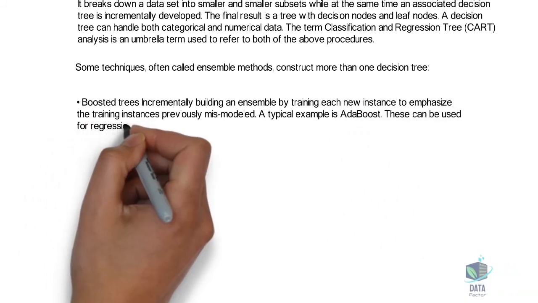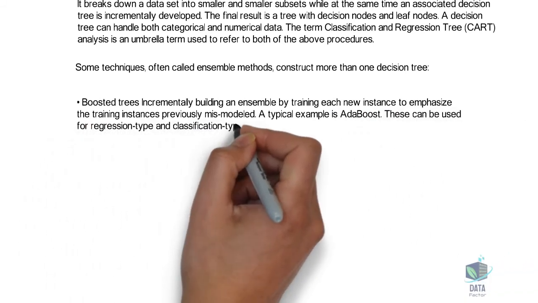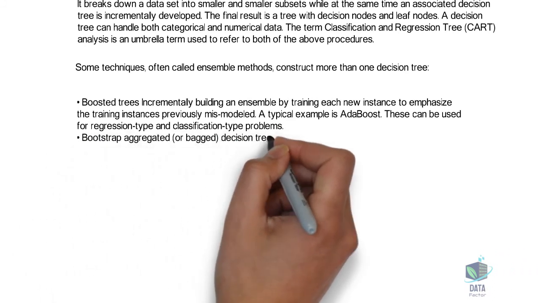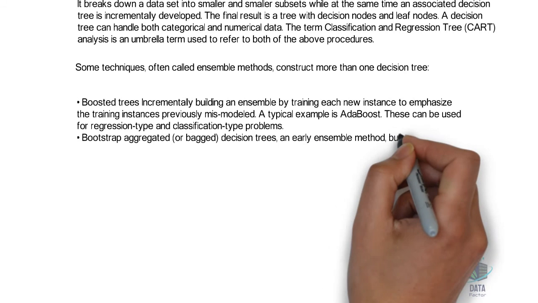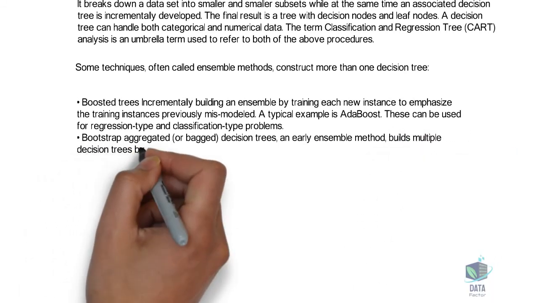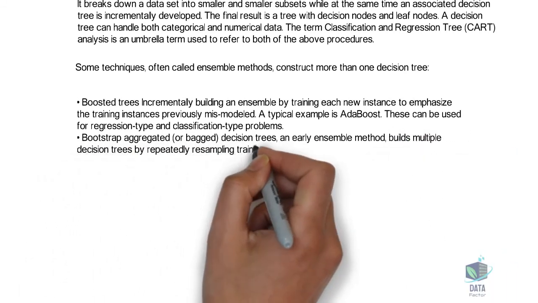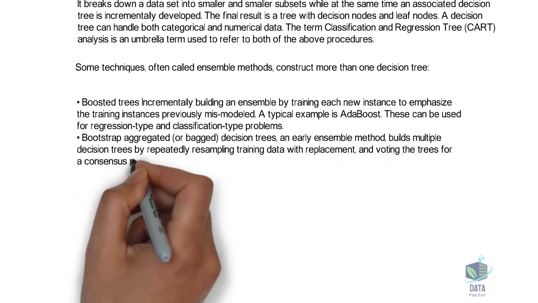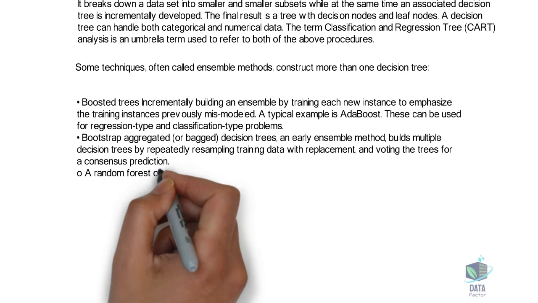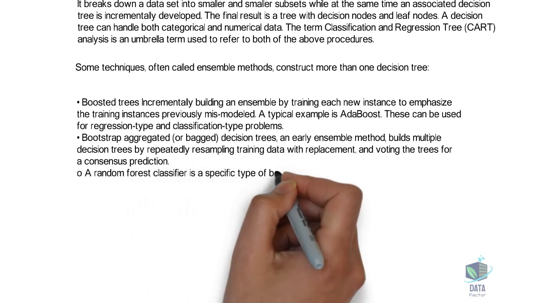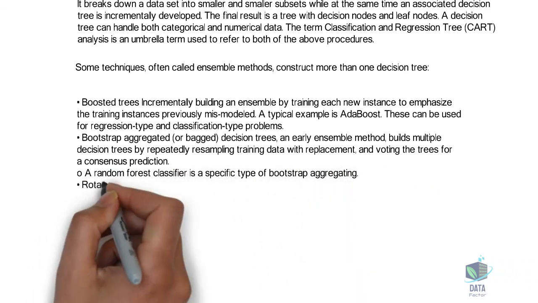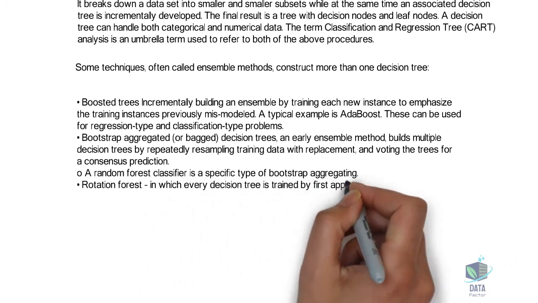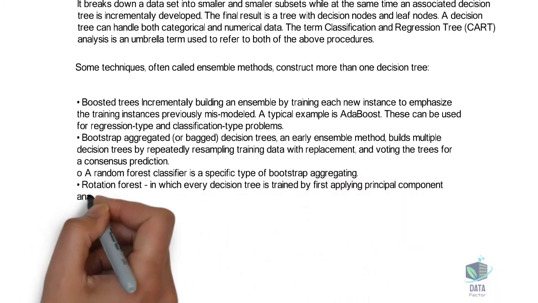The term classification and regression tree (CART) analysis is an umbrella term used to refer to both of the above procedures. Some techniques, often called ensemble methods, construct more than one decision tree. Boosted trees incrementally build an ensemble by training each new instance to emphasize the training instances previously mismodeled. A typical example is AdaBoost. These can be used for regression type and classification type problems.